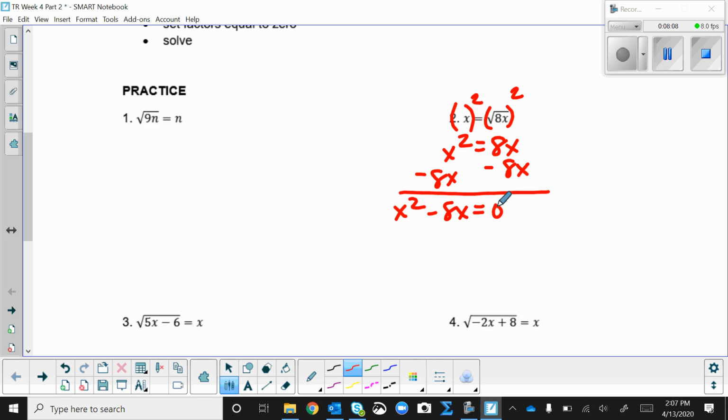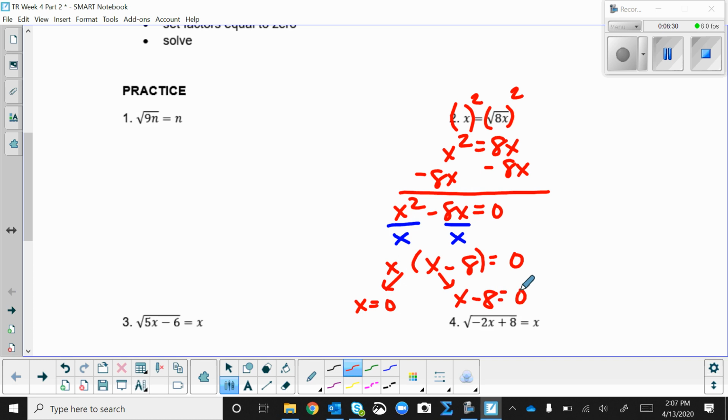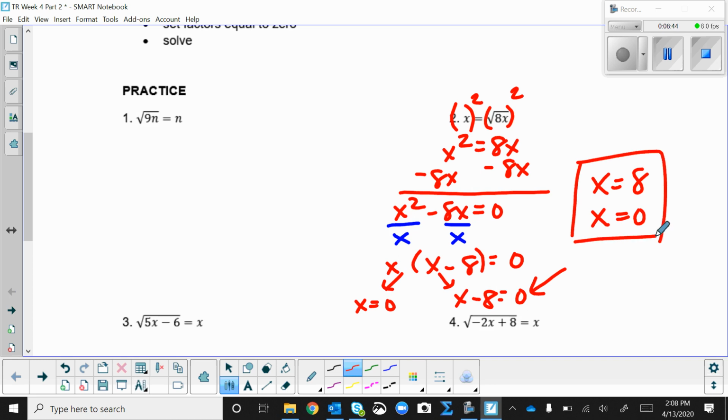Okay. GCF, what do those 2 terms have in common? Just an x. They don't have any number factors in common. So we factor that out. We have this. We set each of those things equal to 0 and solve them. This one right here, we just add 8 to both sides, and that gives me x equals 8. And then the x equals 0 factor stays that way because there's nothing else I can do there. All right, so there's the work for number 2.